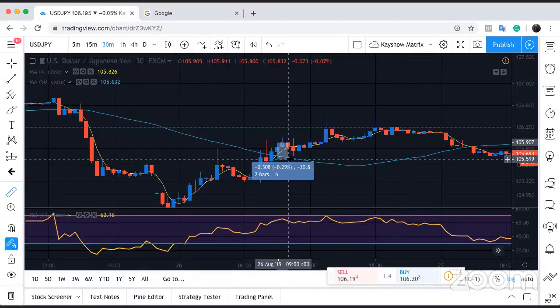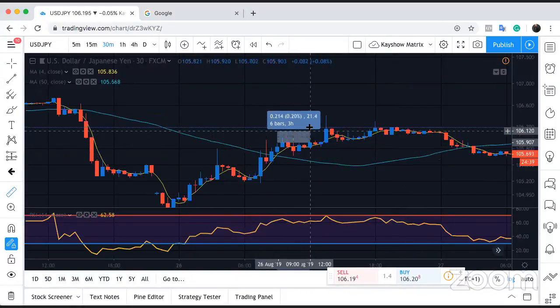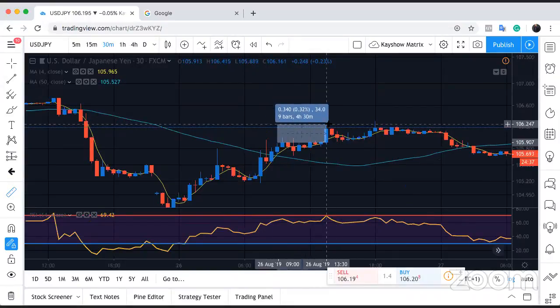30 pips. All right, no problem. Then I should be able to make 30 pips too. Then you come, boom, you make your 30 pips on this candle. It's very simple, guys.